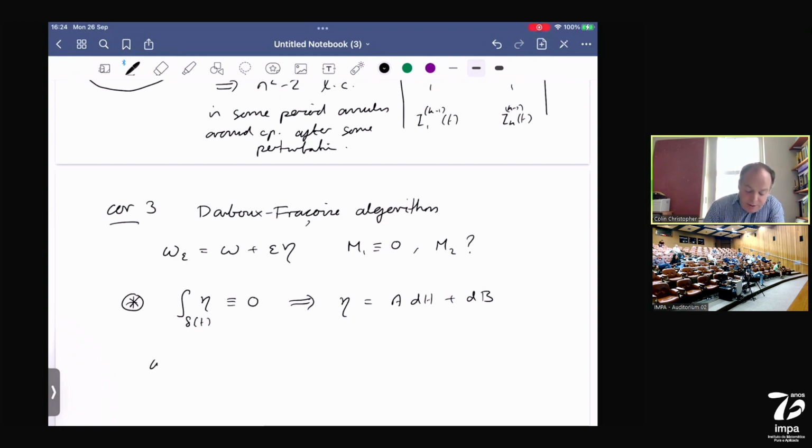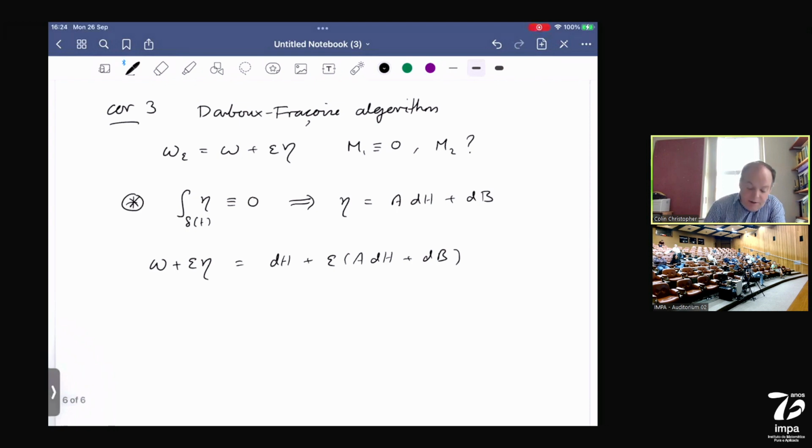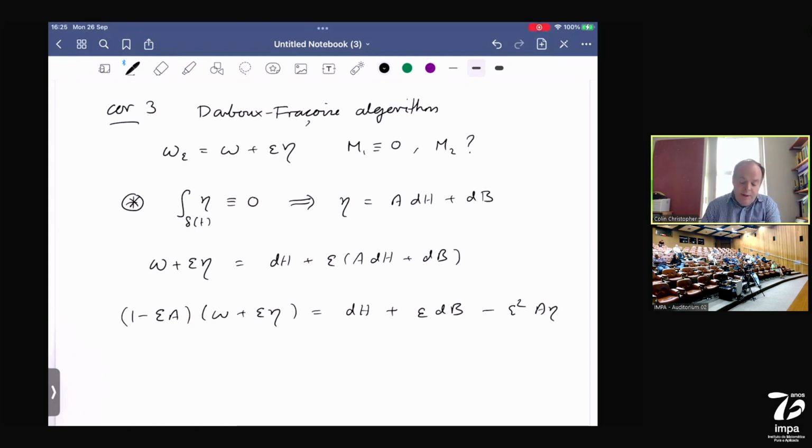And then what Francoise noted was that if you do that, then your perturbation now could be written in the form dh plus epsilon A dh plus dB. And then with a little bit, if we pre-multiply by 1 minus epsilon A, then we get a dh term, we get an epsilon dB term, and we get a minus epsilon squared A eta term.